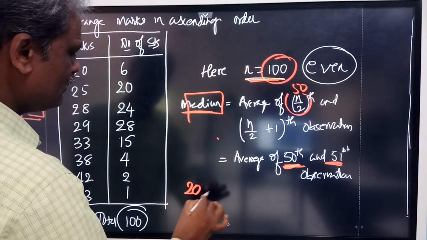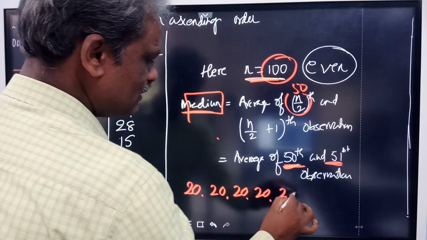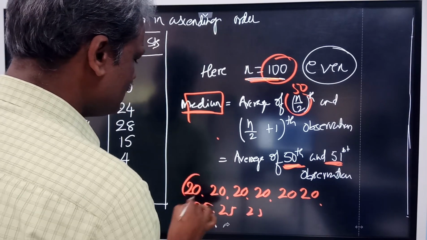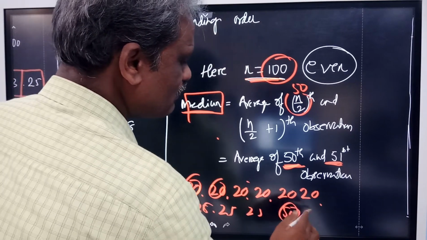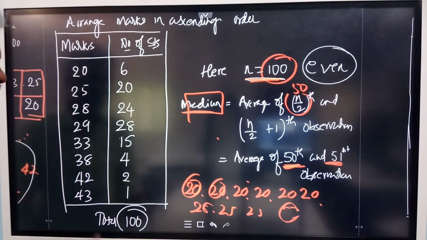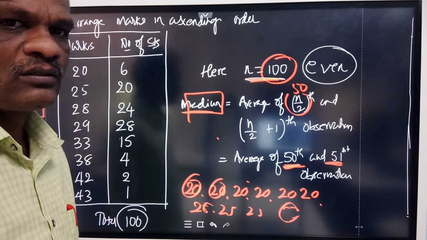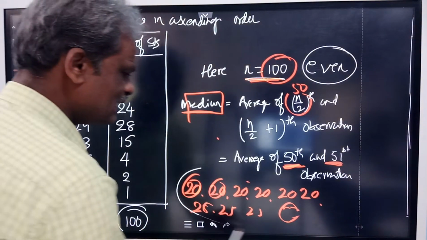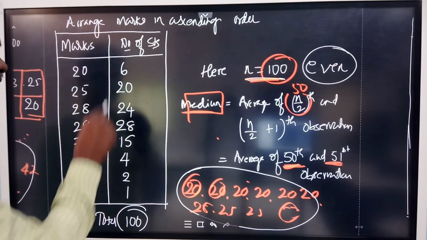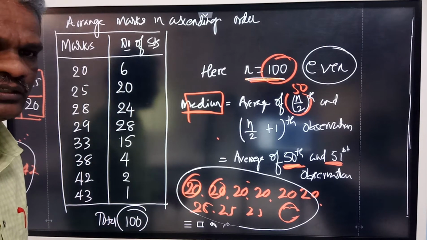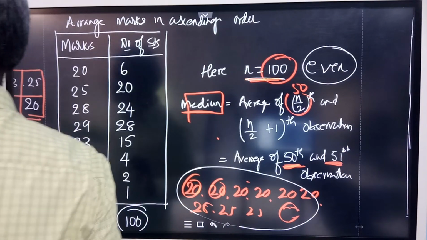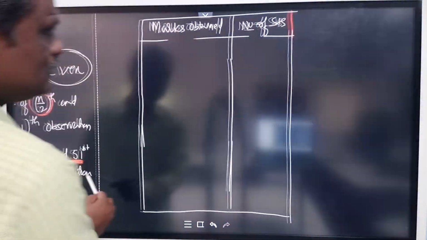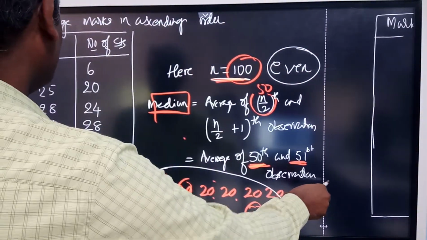If you write 20 six times, 20, 20, 20 like this, and then keep writing 25 like this, first one, second one, third one. I want the 50th observation and the 51st observation. By looking at this, it is very difficult to identify the 50th and 51st observation. It is not easy to find them. So what do you have to do now?